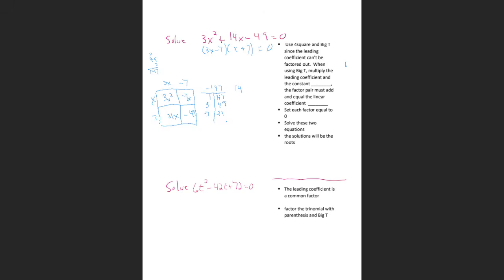Now, since it's factored, as I said, when you multiply the leading coefficient and the constant, we got this negative 147. And we had to add it up to get this linear coefficient, which is this 14. And big T kind of helps us organize that. So now that we factored it, we now want to set these two equations equal to 0. So 3x minus 7 is equal to 0, and x plus 7 is equal to 0.